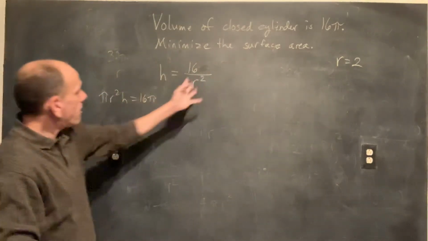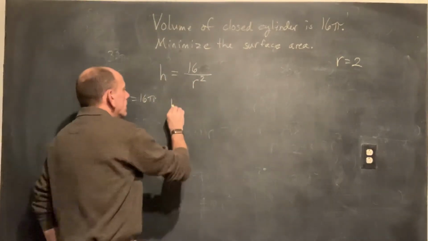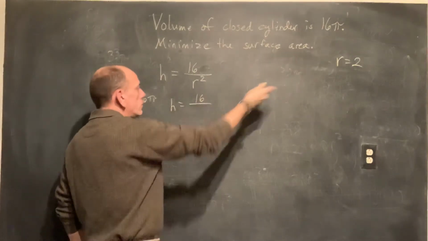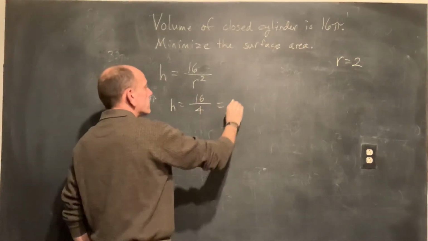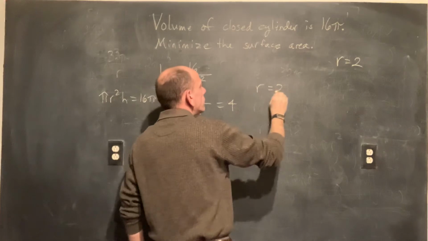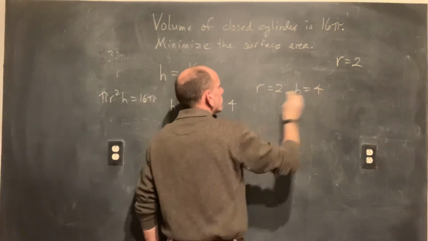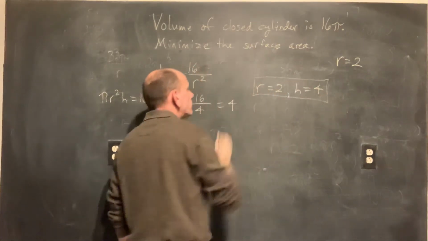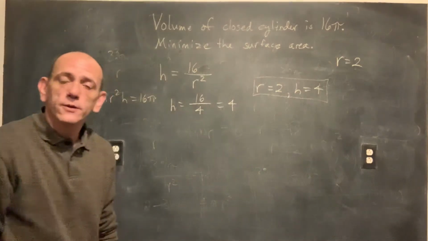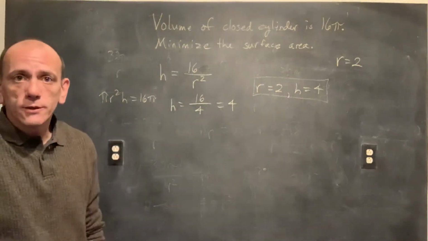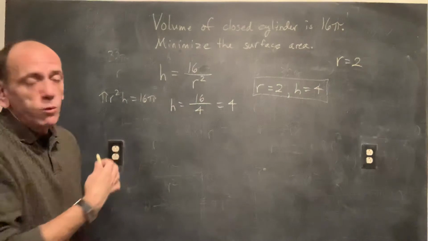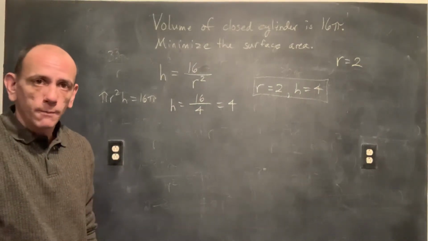Now that we've got r, it's just a matter of plug and chug. h is 16 over 2 squared, which is 4, so h is 4. We've got r is equal to 2, h is equal to 4. Those are the dimensions of the cylinder whose volume is 16 pi, and that will minimize the surface area.